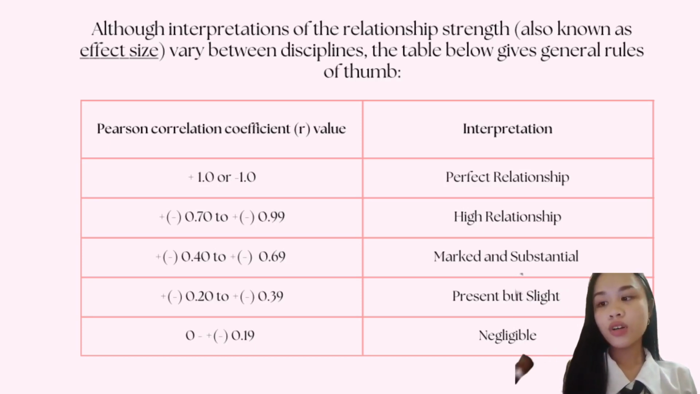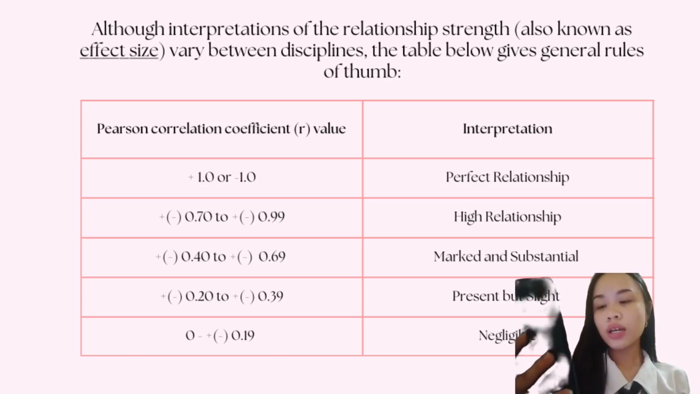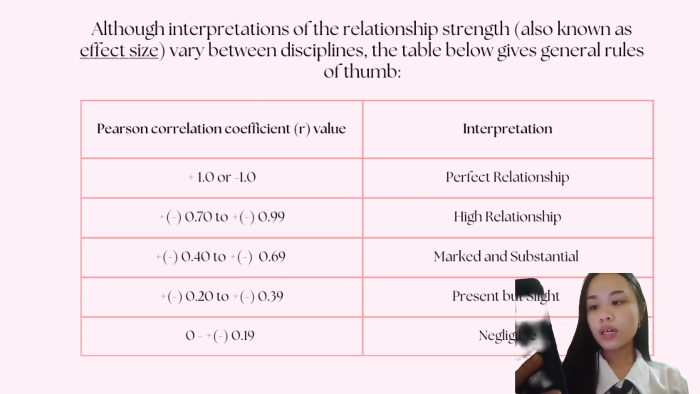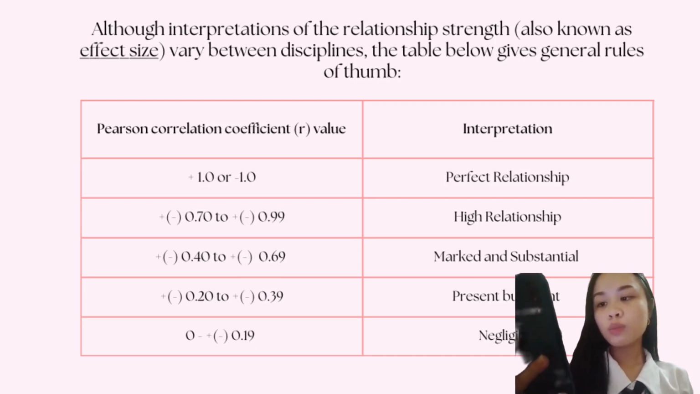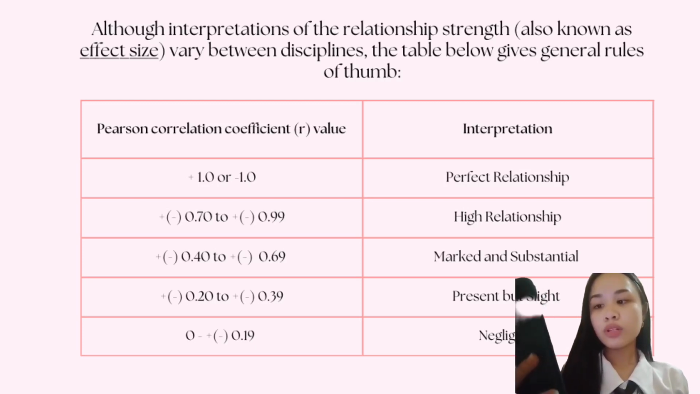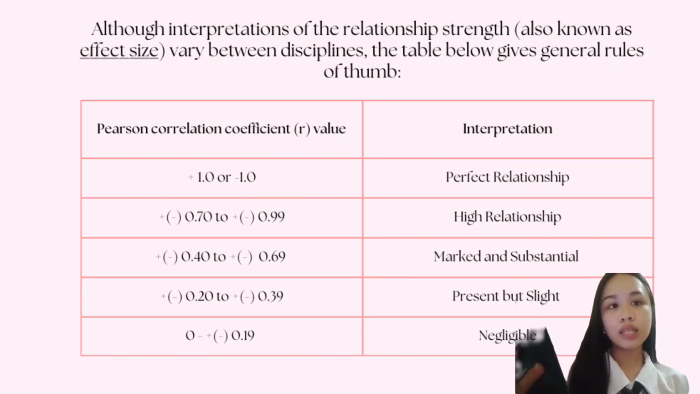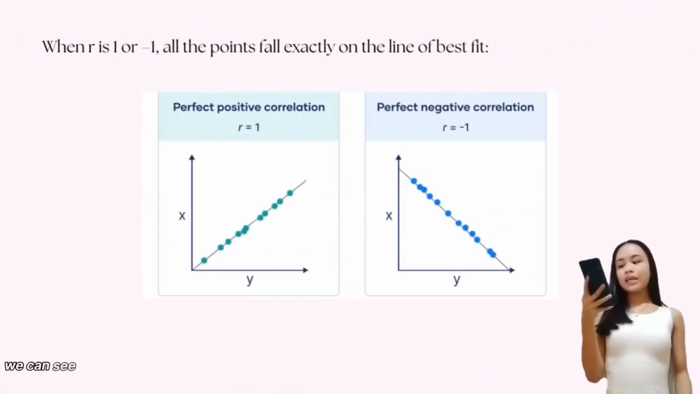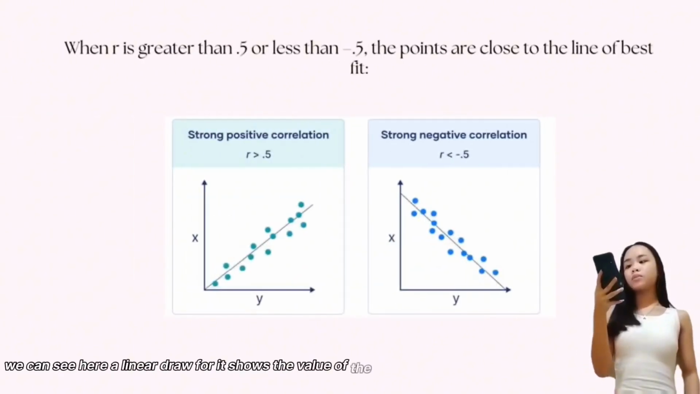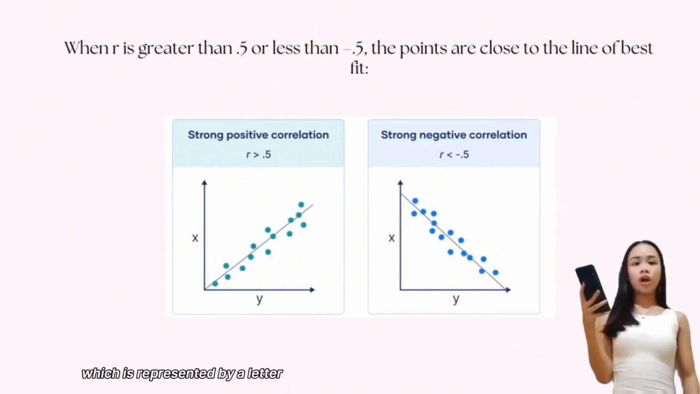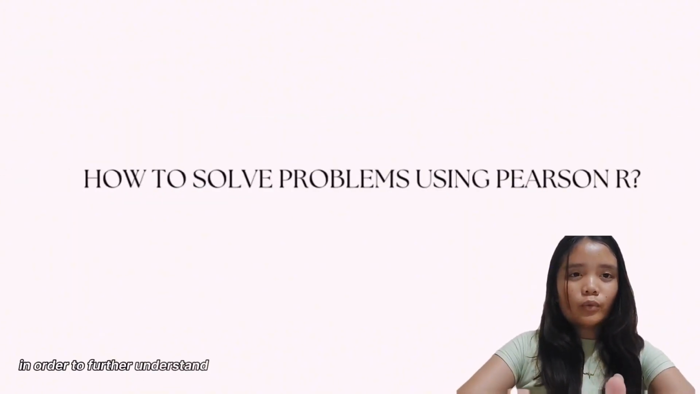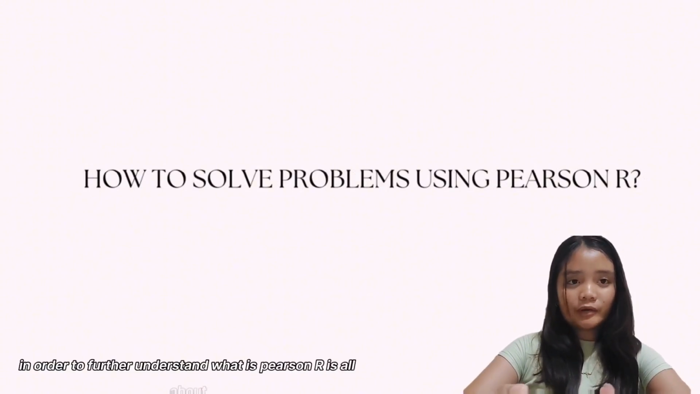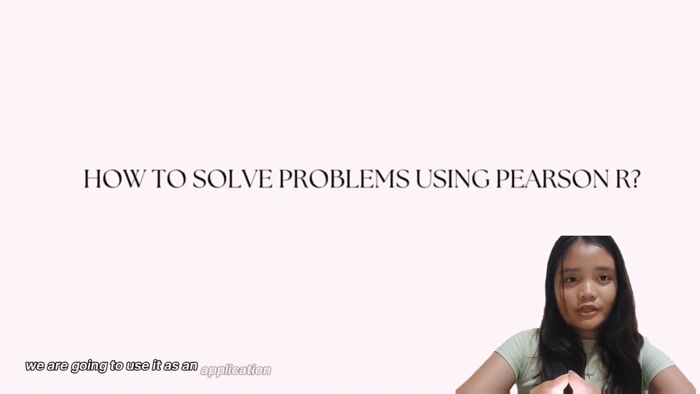If the value is positive or negative 0.40 to positive or negative 0.69, then the interpretation would be marked and substantial. If the value is positive or negative 0.20 to positive or negative 0.39, then the interpretation would be present but slight. If the value is 0 to positive or negative 0.19, then the interpretation would be negligible. So we can see here a linear graph which shows the value of the Pearson R, which is represented by the letter R. In order to further understand what Pearson R is all about, we are going to use it as an application to solve our problem.